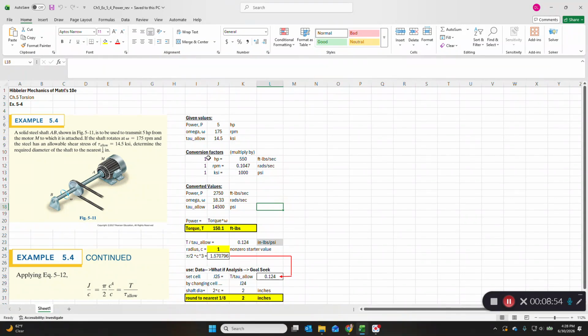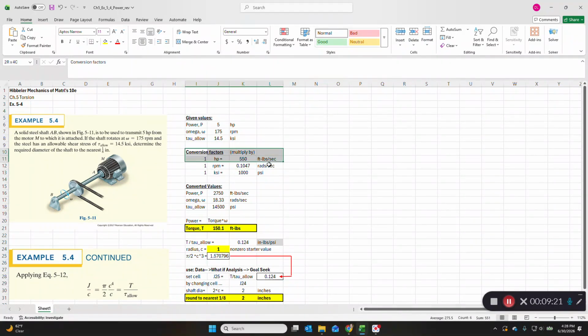So we need 1 horsepower gets multiplied by 550 to be foot-pounds per second. And 1 rev per minute is 0.1047 radians per second. Where do we get that from? It's 2 pi divided by 60. Okay? So that's 1 RPM. And 1 horsepower is 550. And 1 ksi is 1,000 psi.